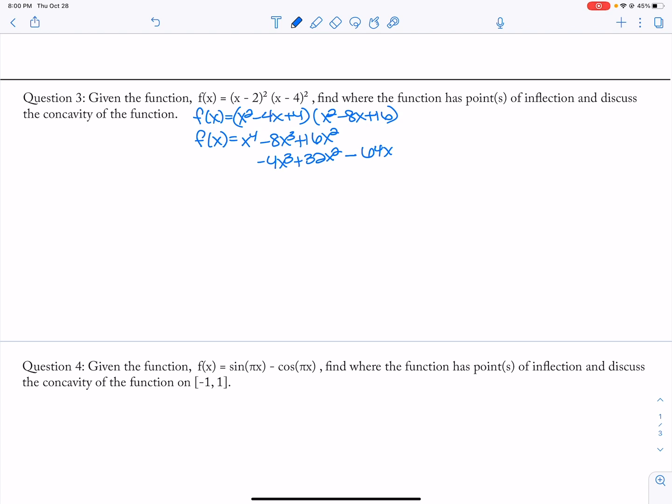Yes. And then plus 4x squared minus 32x plus 64. I think that all works out, right? 4x squared, negative 32x.